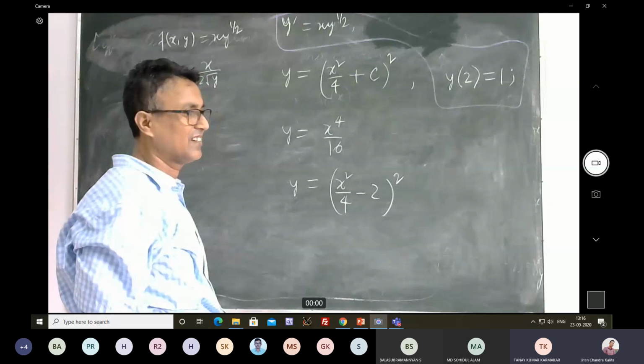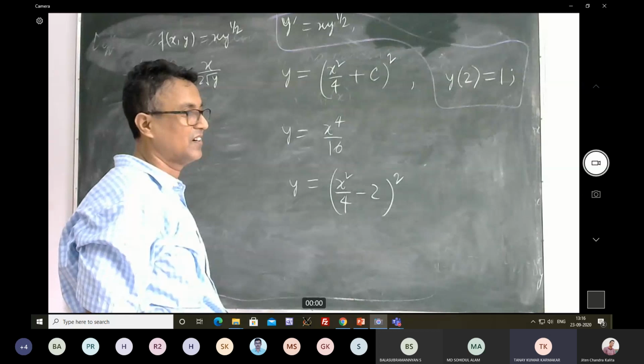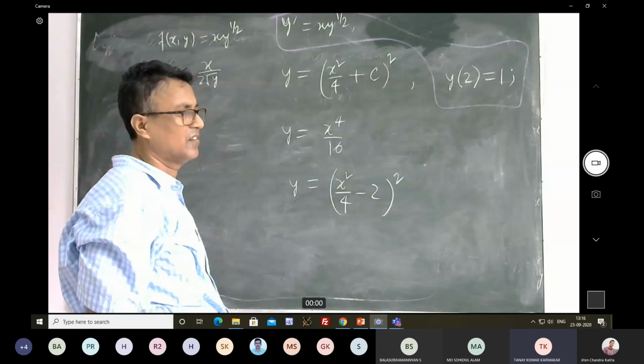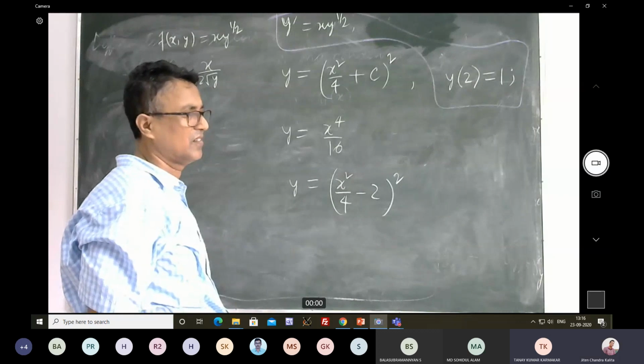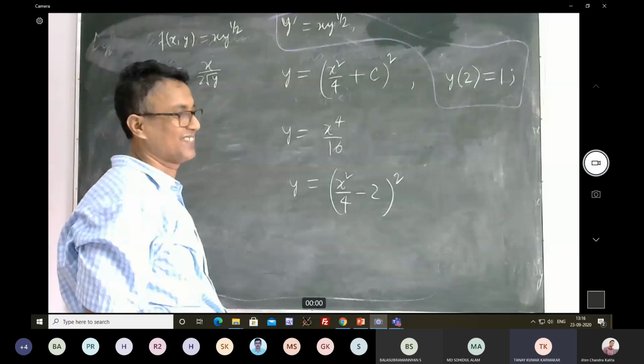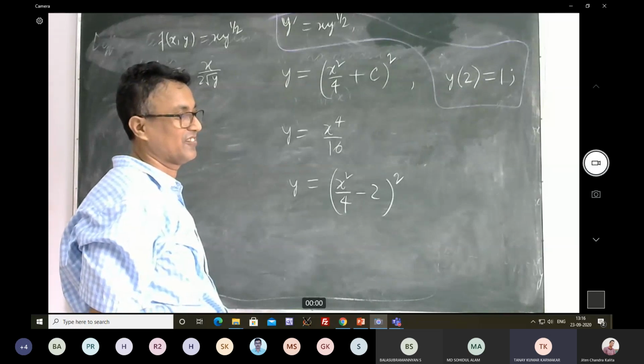Because, if you differentiate this with respect to x one time, then y dash equals x into, in the bracket, x squared by 4 minus 2. But this x squared by 4 minus 2 term is negative, minus root y, in the interval of minus 2 root 2 comma 2 root 2, in the open interval.